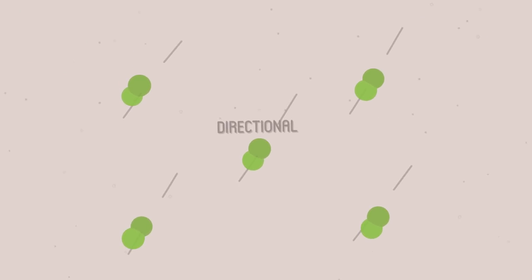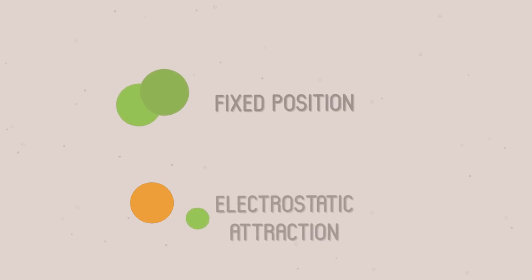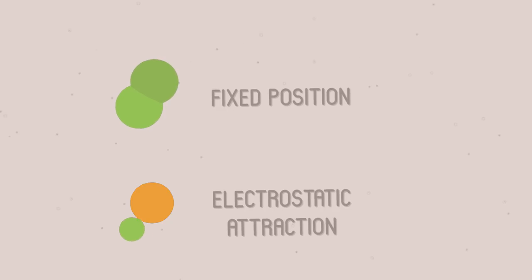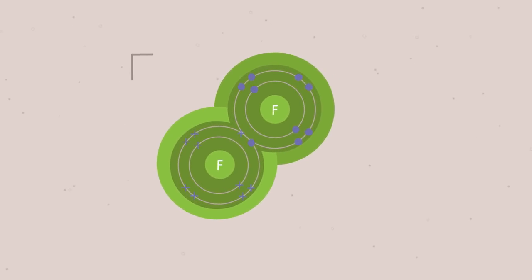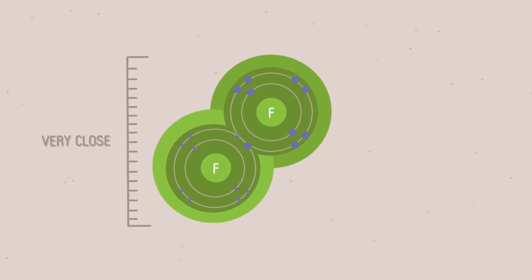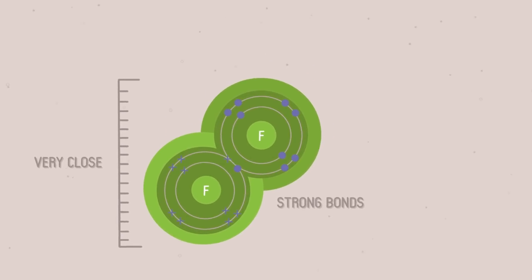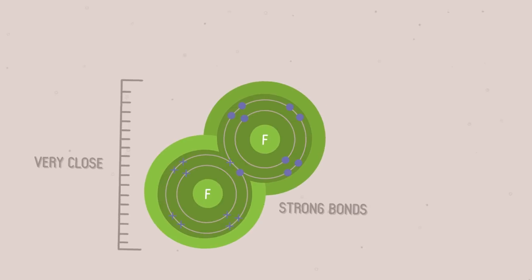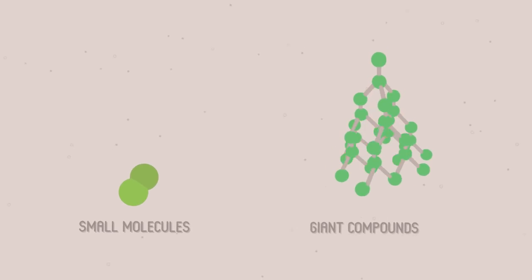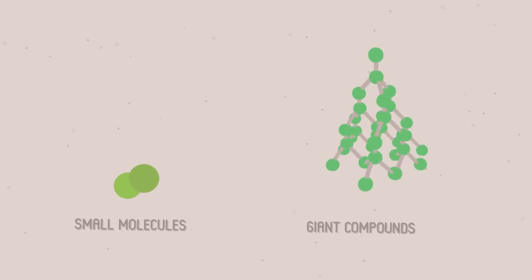Covalent bonds are directional, which means they are in a fixed position, like holding hands. This is different from ionic bonds, which are formed with an electrostatic attraction between charged ions. The overlap between orbitals means that the atoms in covalent bonds are very close. These things make covalent bonds strong. There are two kinds of covalent structure: small molecules, like water, and giant compounds, like diamond.